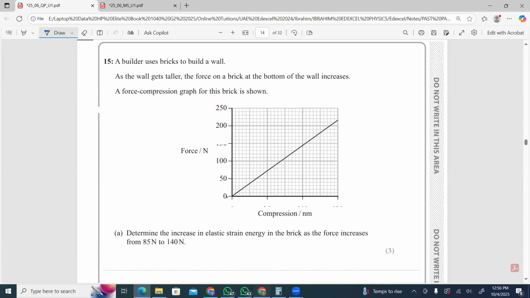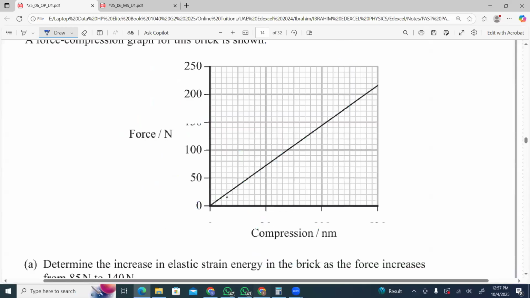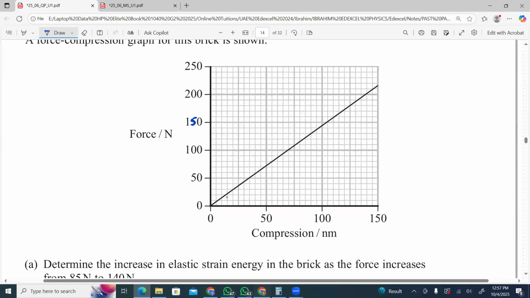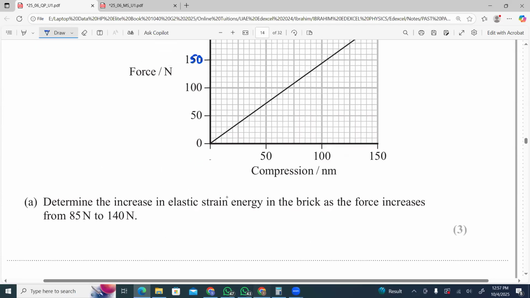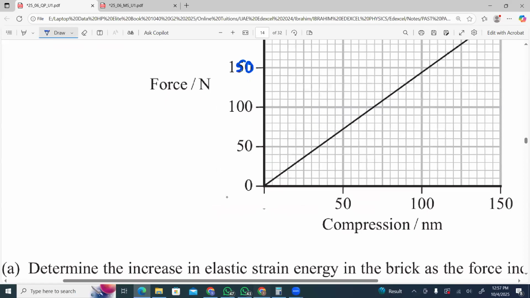A builder uses bricks to build a wall. As the wall gets taller, the force on a brick at the bottom of the wall increases. A force compression graph for this brick is shown. Determine the increase in the elastic strain energy in the brick as the force increases from 85 newtons to 140 newtons. So they're saying the force has been increased from 85 to 140.